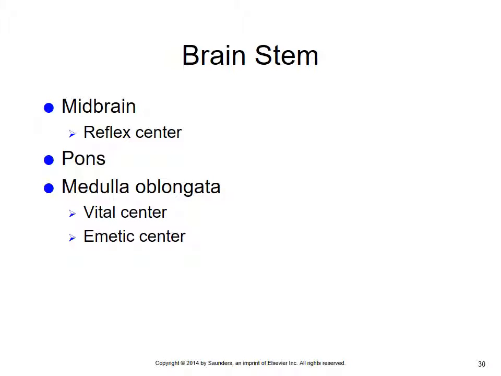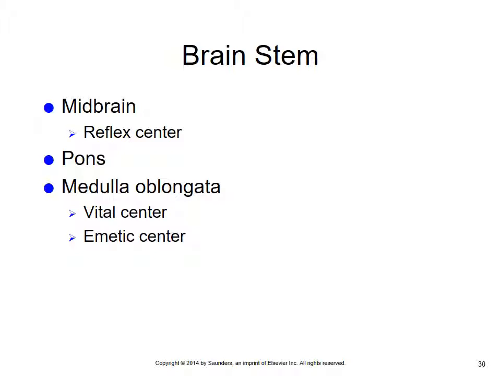The midbrain contains nuclei that serve as reflex centers for vision and hearing. The pons plays an important role in regulating breathing rate and rhythm. The medulla oblongata descends through the foramen magnum as the spinal cord, and you should remember the foramen magnum from the study of bones. It is called the vital center because it controls heart rate, blood pressure, and respiration.